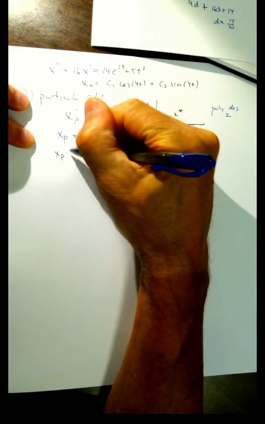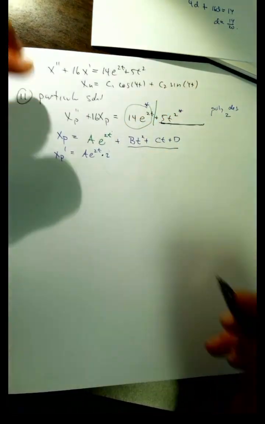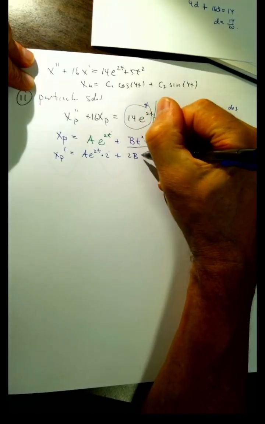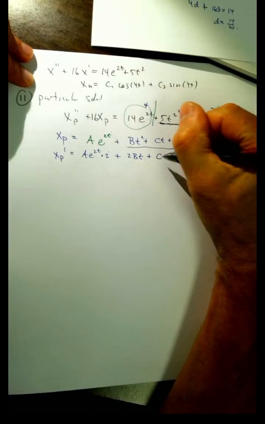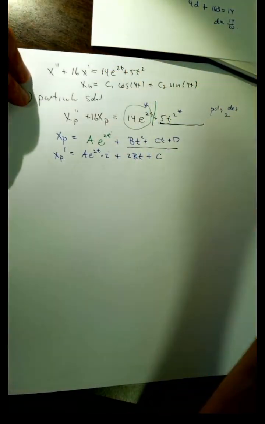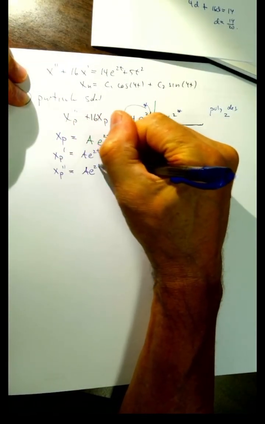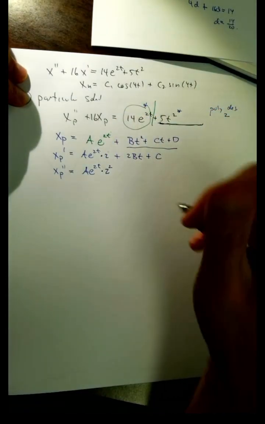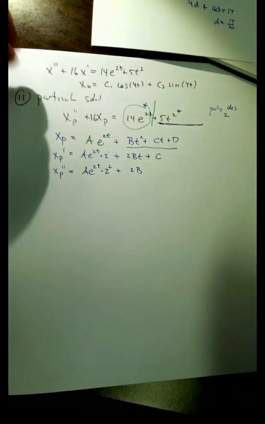So the first derivative is going to be a e to the 2t times 2, because the derivative of 2t is 2. Derivative of t squared is 2, so that becomes 2bt. Derivative of c times t is c, and derivative of d is 0. Okay, we're assuming a, b, c, and d are all constants. Second derivative. Derivative of e to the 2t is e to the 2t times 2. And since I already have a 2 there, that becomes 2 squared. Derivative of 2bt is 2b. Derivative of c is 0.